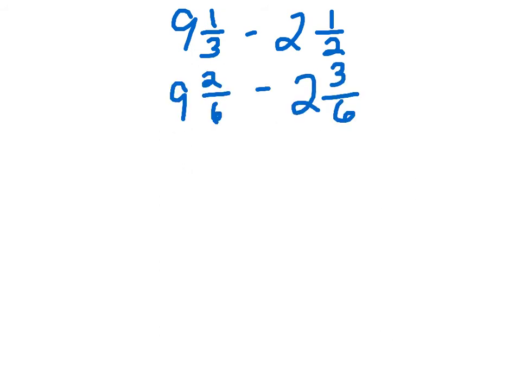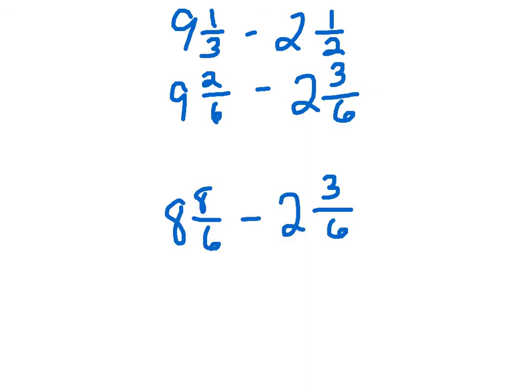Another way to solve this is to, in fact, not make them improper fractions. Instead, just keep them as mixed numbers. And over the years, I've actually come to prefer this method because you don't have to do nearly as much math. Now I'll show you in a second how I went from 9 2/6 down here to 8 8/6, but let's go ahead and solve this problem first.